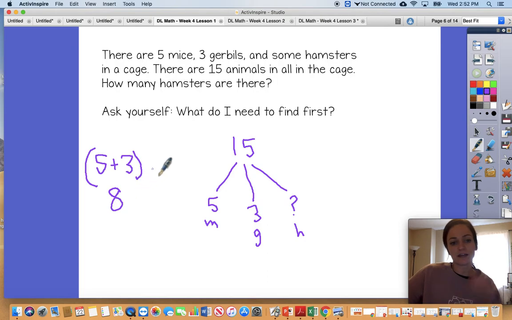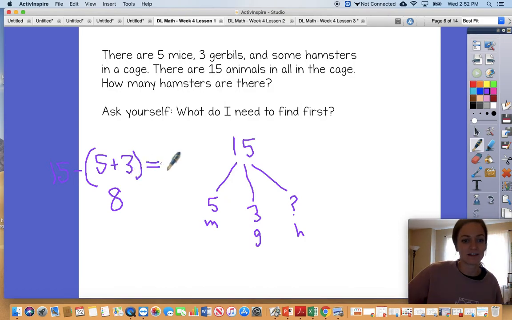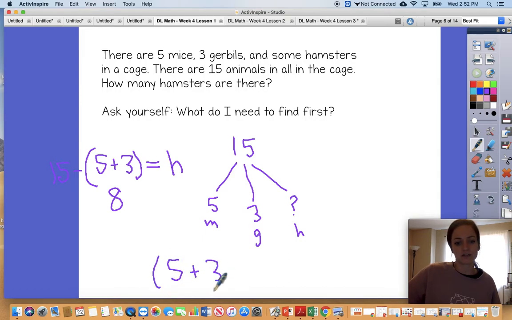After I figured out how many are not hamsters, now I'm going to take the total and subtract those ones away to figure out how many are left that are hamsters. So I'm actually going to write my 15 over here. 15 minus the mice plus the gerbils will give me the hamsters. Now this is kind of confusing because you want to do 5 plus 3 because we did it first, and then you want to minus 15 from it, right? Because we're taking 15 minus.